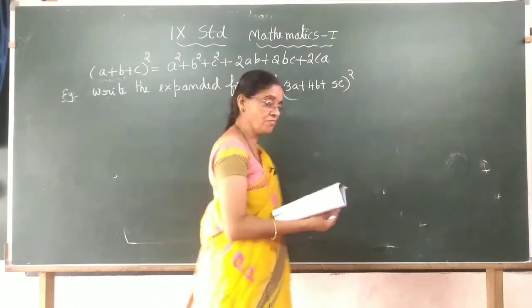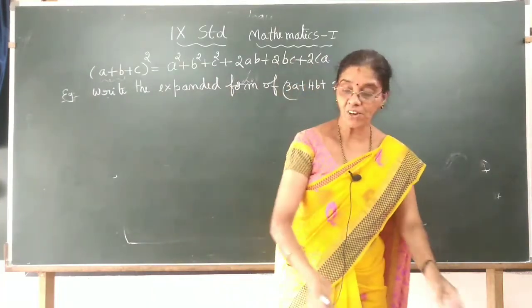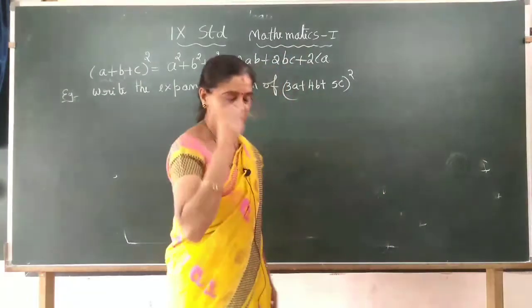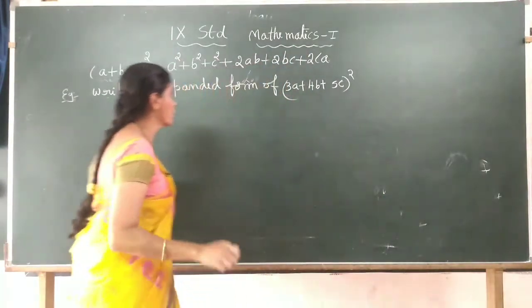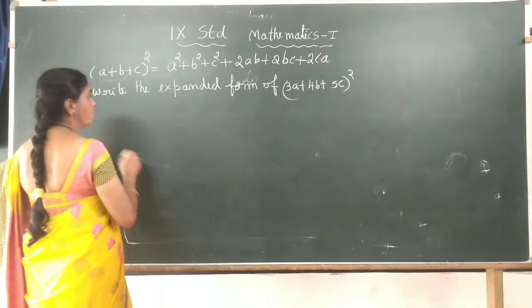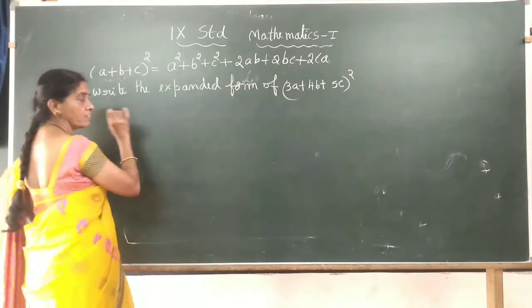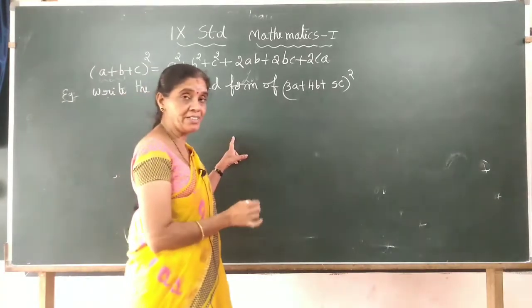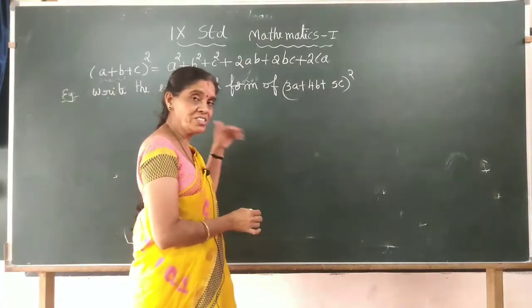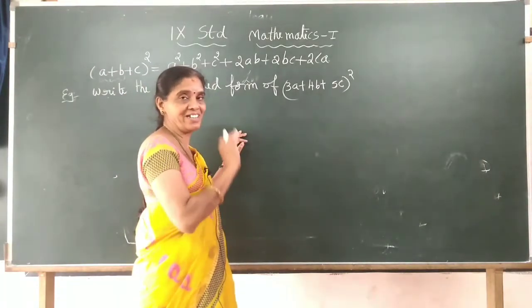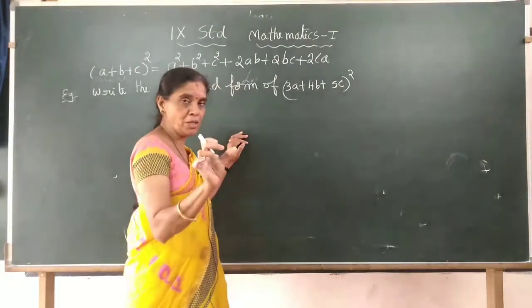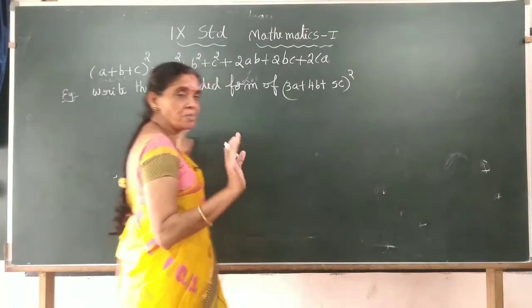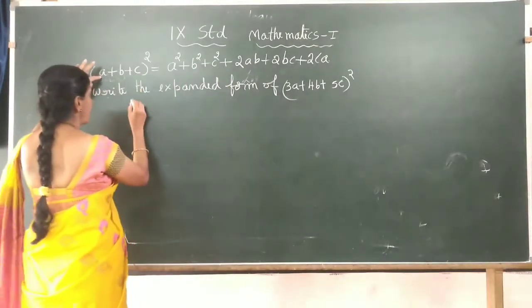What is the value of this? When you multiply, what is the product? What is the expanded form of this trinomial? We will work it out. Now, in any identity problem, first write at the top the suitable identity which is needed for the problem, then write your problem below, substitute the values, and simplify. So we have to use this identity.